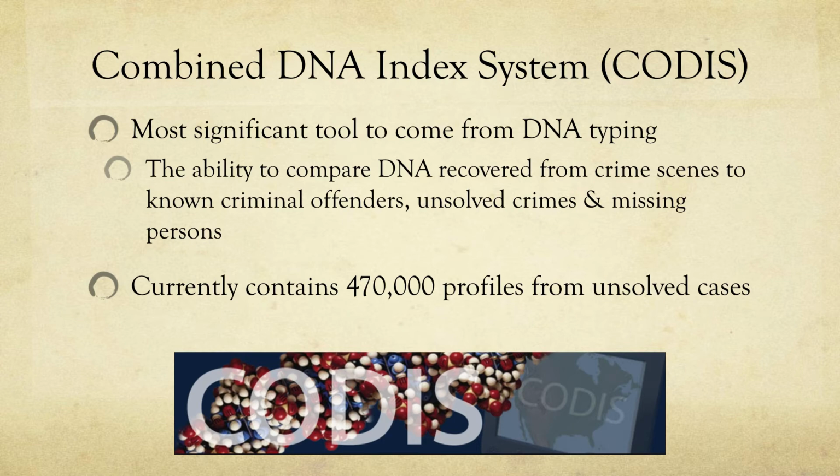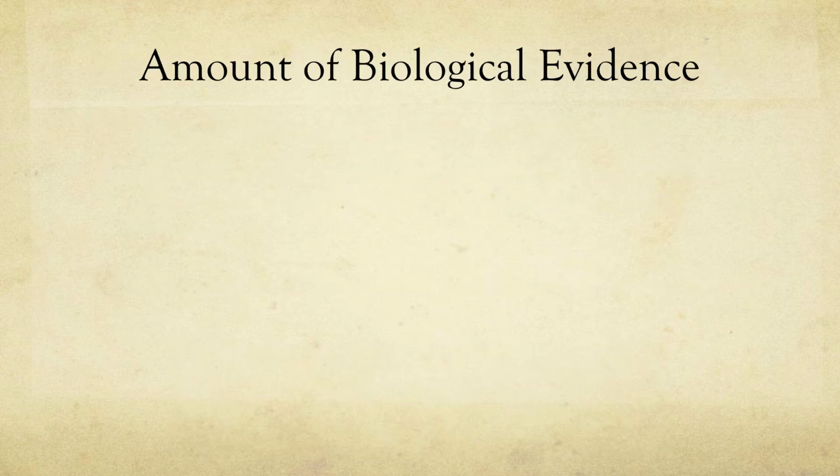Currently, CODIS has about 470,000 profiles from unsolved cases alone. And so it helps to connect crimes in that manner and helps to come up with a suspect when there may not be one readily available.